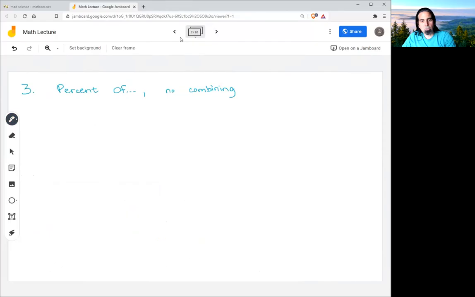So we've done a house price, we've done something on sale. Let's find a tip. So what is a 15% tip on a $20 meal? So we're asking, what is 15% of 20?